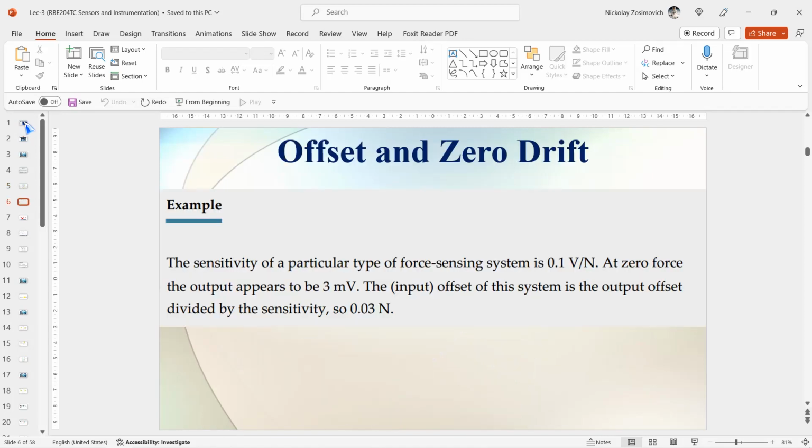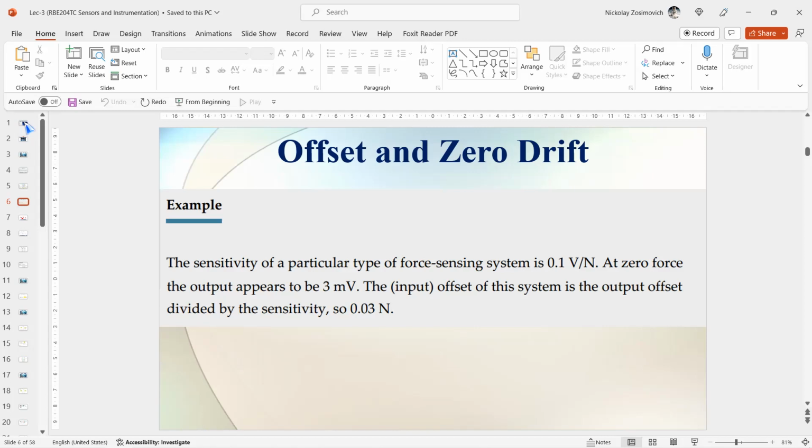Most sensors are designed such that the output is 0 at 0 input. Well, it's logical, right? If the transfer characteristic does not intersect the origin, meaning coordinate x, y equals 0, 0, the system is said to have offset. The offset is expressed in terms of the input or the output quantity. Specifying the input offset facilitates a comparison with the value of the measurement.